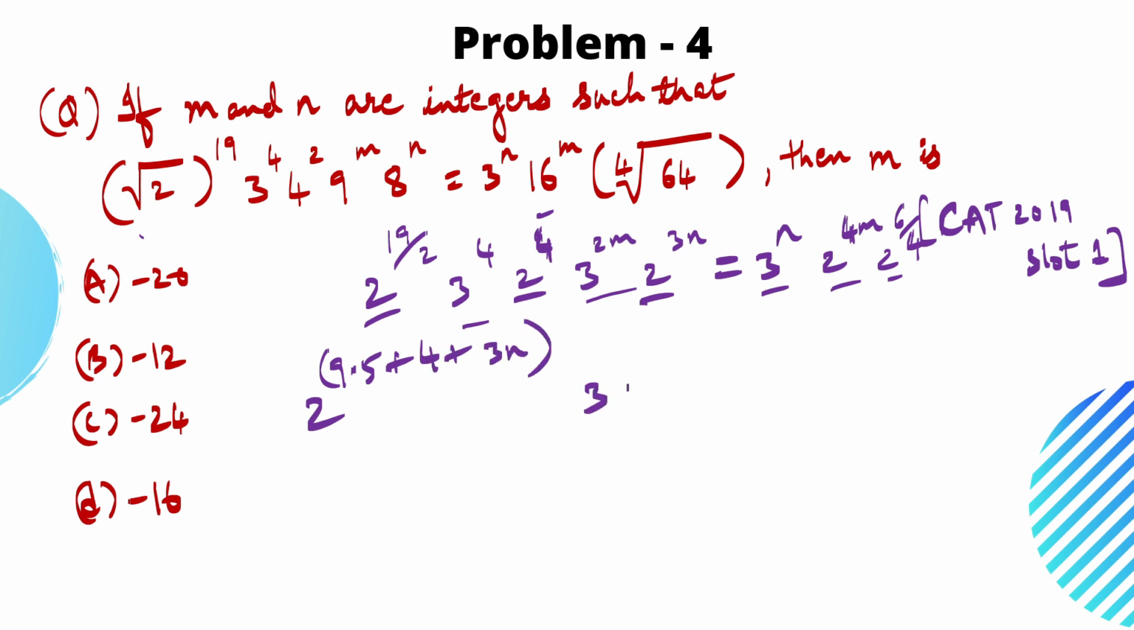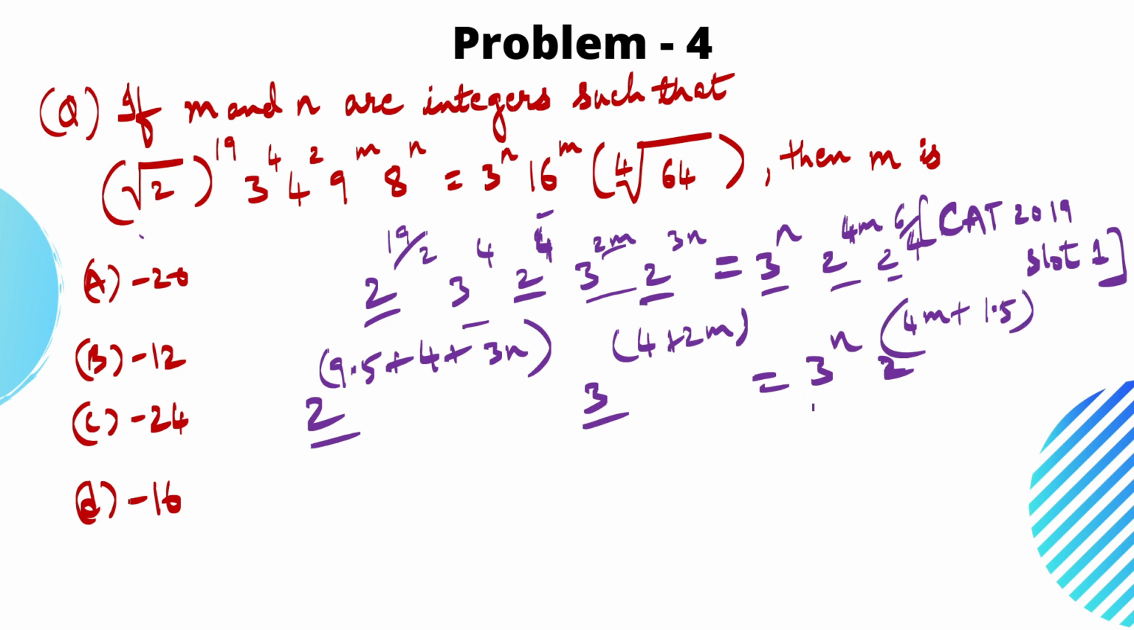Now base of 3. So 3 power 4 plus 2m is equal to, on the other side we have 3 power n. There is no other base of 3. So we will move on to 2 power 4m plus 6 by 4 can be written as 1.5. Now see here, just observe, the bases are equal. Here we have 2, here we have 2, here 3, on the other hand we also have 3.